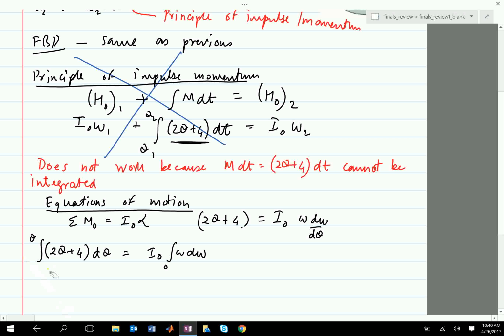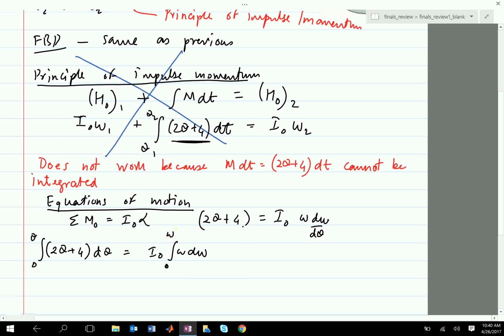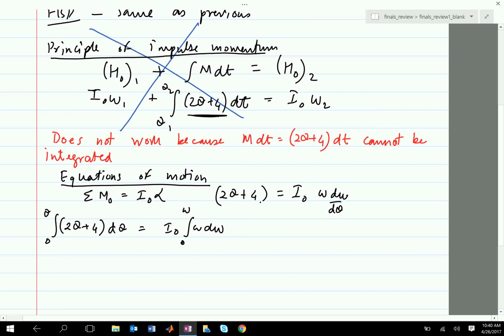So the initial position is 0, and omega goes from 0 to omega. So this comes out to be, I'm going to skip a step and jump to the final answer, but you should try to do it slowly. So this is theta squared plus 4 theta equals m r squared omega squared divided by 2.